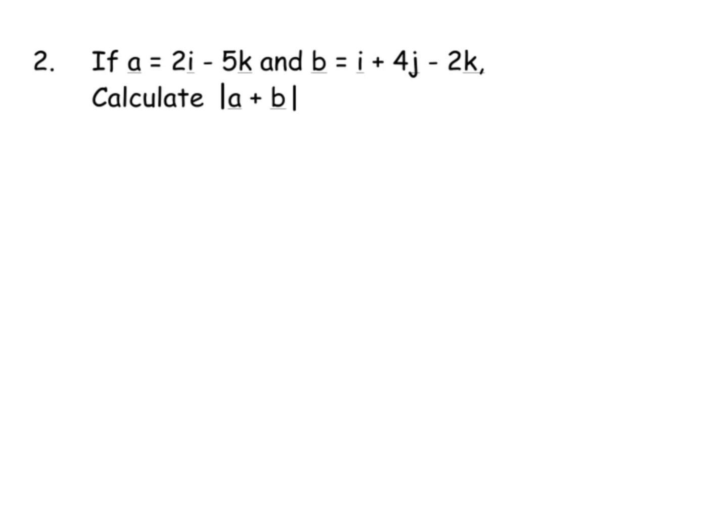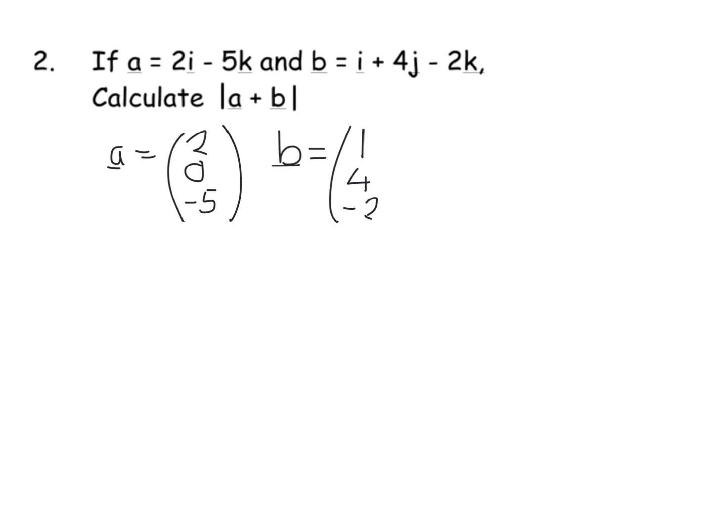In reverse, they can also provide you with vectors in the i, j, k format and ask you to do something you've already been asked to do. For example, they're asking us here to add a and b. So what you can do to make life easy is feel free to always write them back out. So we've got 2i, so 2, we've got no j, and we've got minus 5 for the k. And vector b is 1i, 4j and negative 2k.